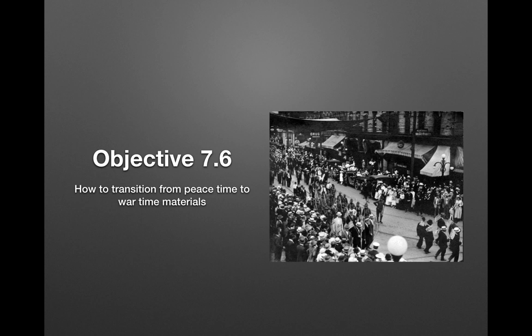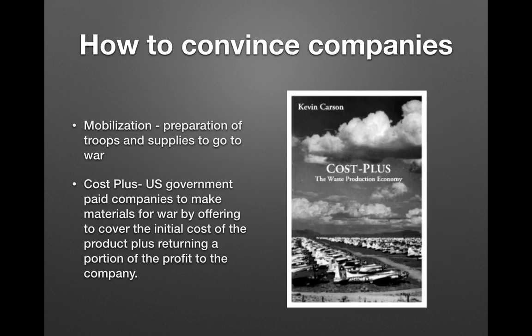Now, Objective 7.6 deals with how we transition from peacetime to wartime materials. All right? So how do you convince companies who are not making anything, we need you to make war? So first off, mobilization is where you prepare troops and supplies to go to war. The big idea that FDR will come up with is called cost plus. The government paid companies to make materials for war by offering to cover the initial cost plus returning a portion of the profit to the company.